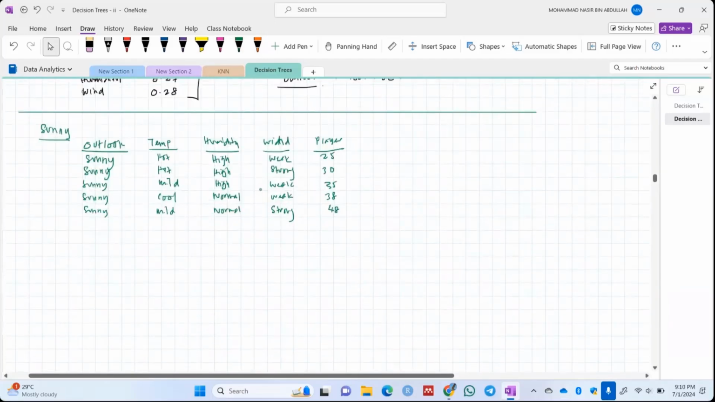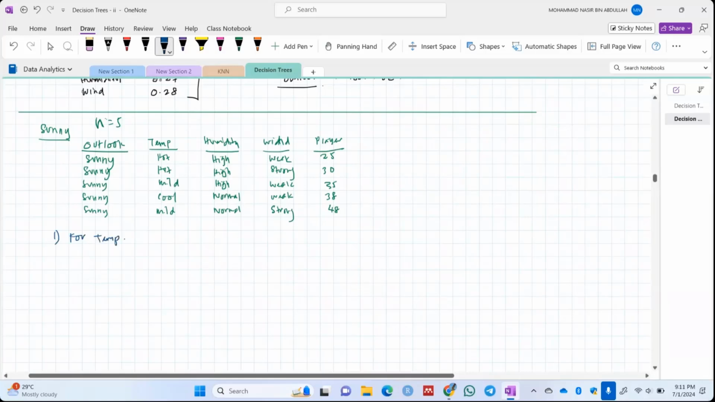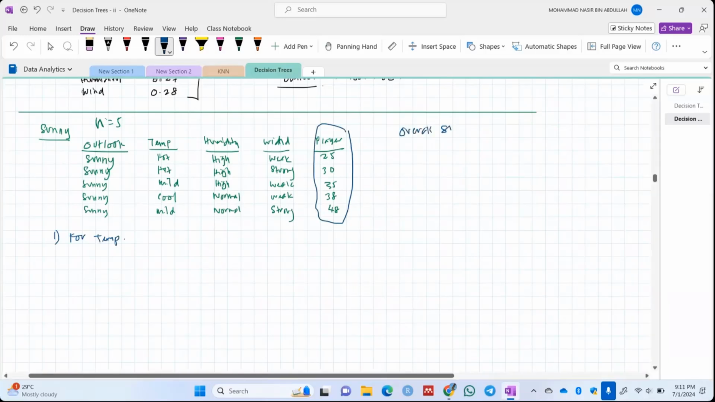Since the number of observations is equal to 5, we need to find the next splitting node. So again, we need to repeat the same process. First is temperature. But before that, we need to calculate the overall standard deviation. This is our very first step. In this case, you can calculate it by yourself later on, it is 7.78.